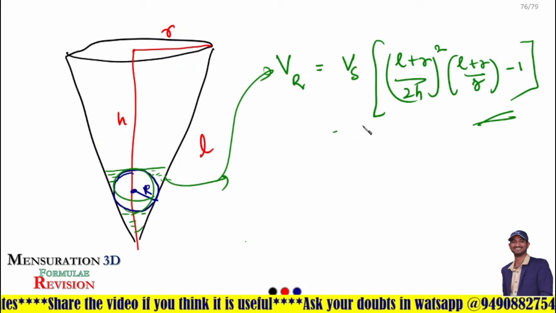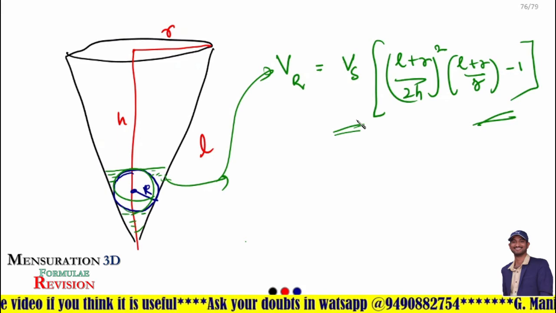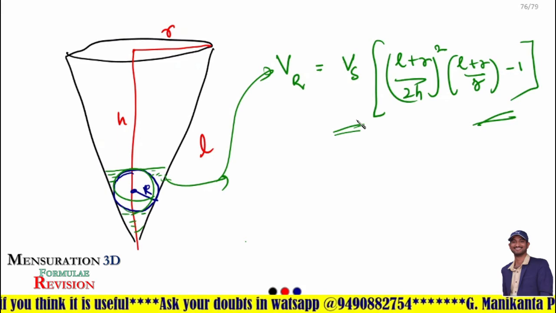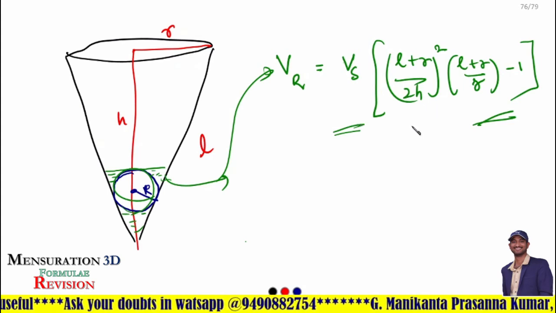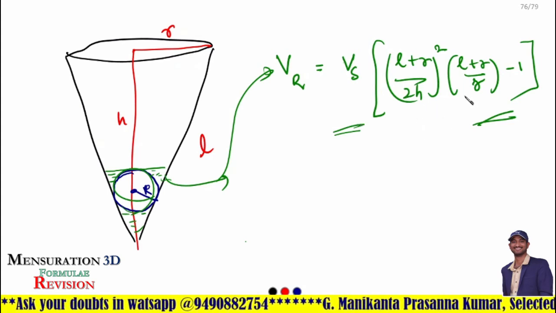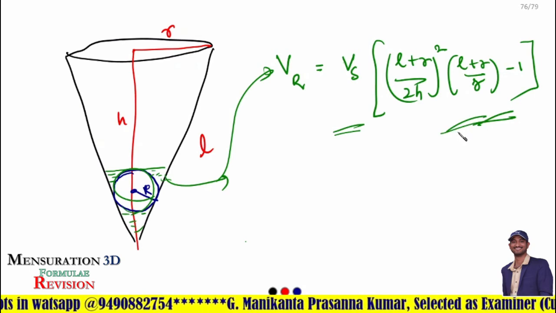It is very, very important. I told you the proof also on my channel. Please watch it if you have any doubt. But my opinion is, please remember the formula: volume of the sphere into (L plus R by 2H) whole square into (L plus R by r minus 1). This is the direct formula when the tank is conical in shape.